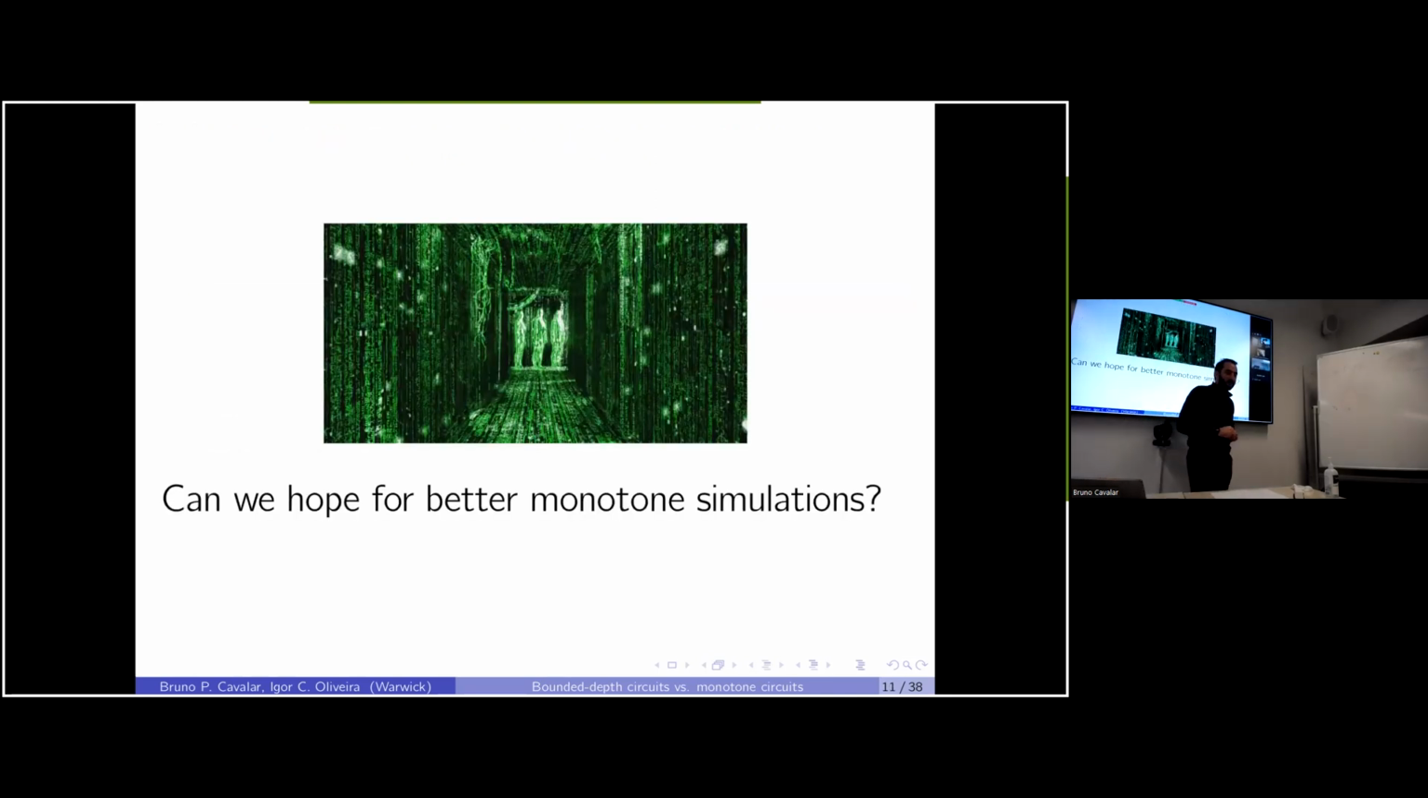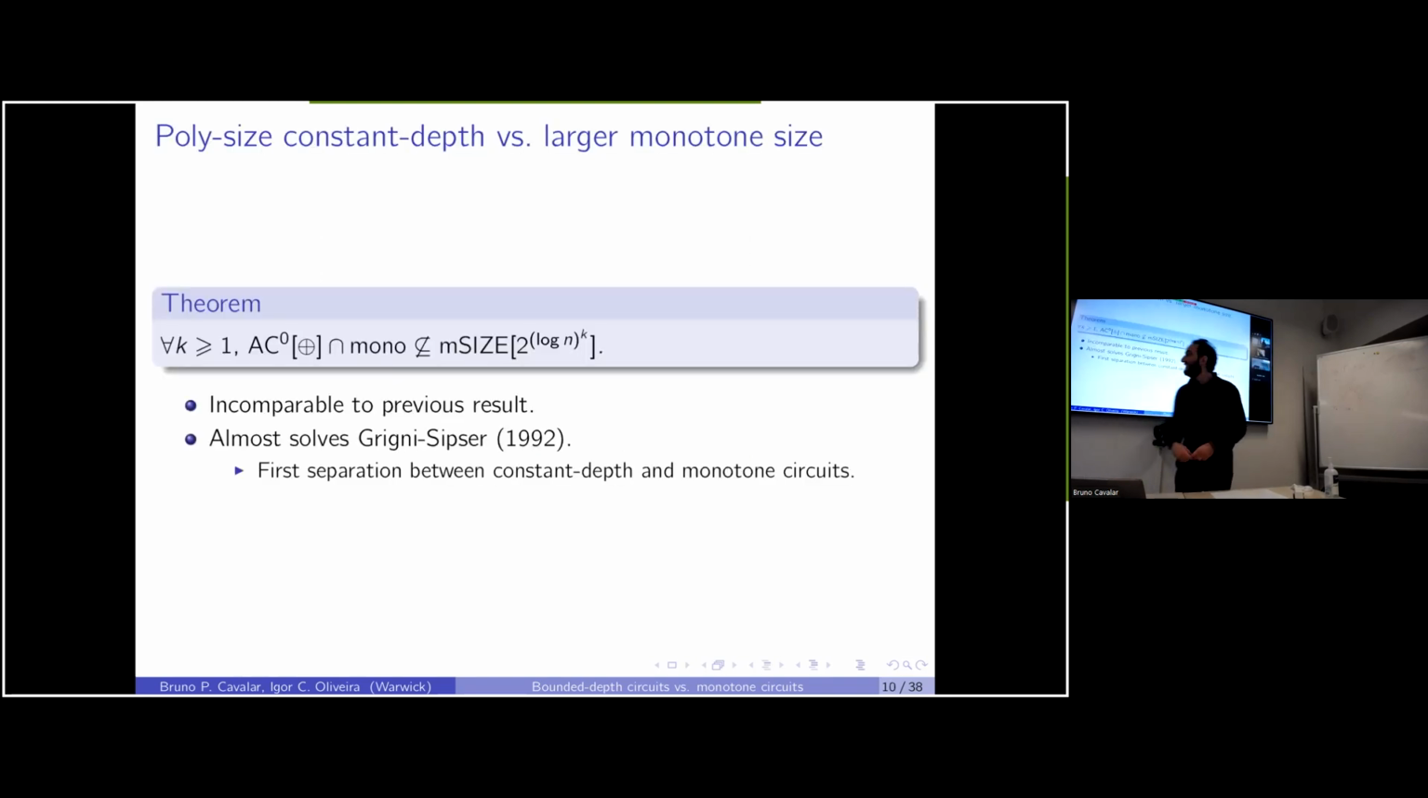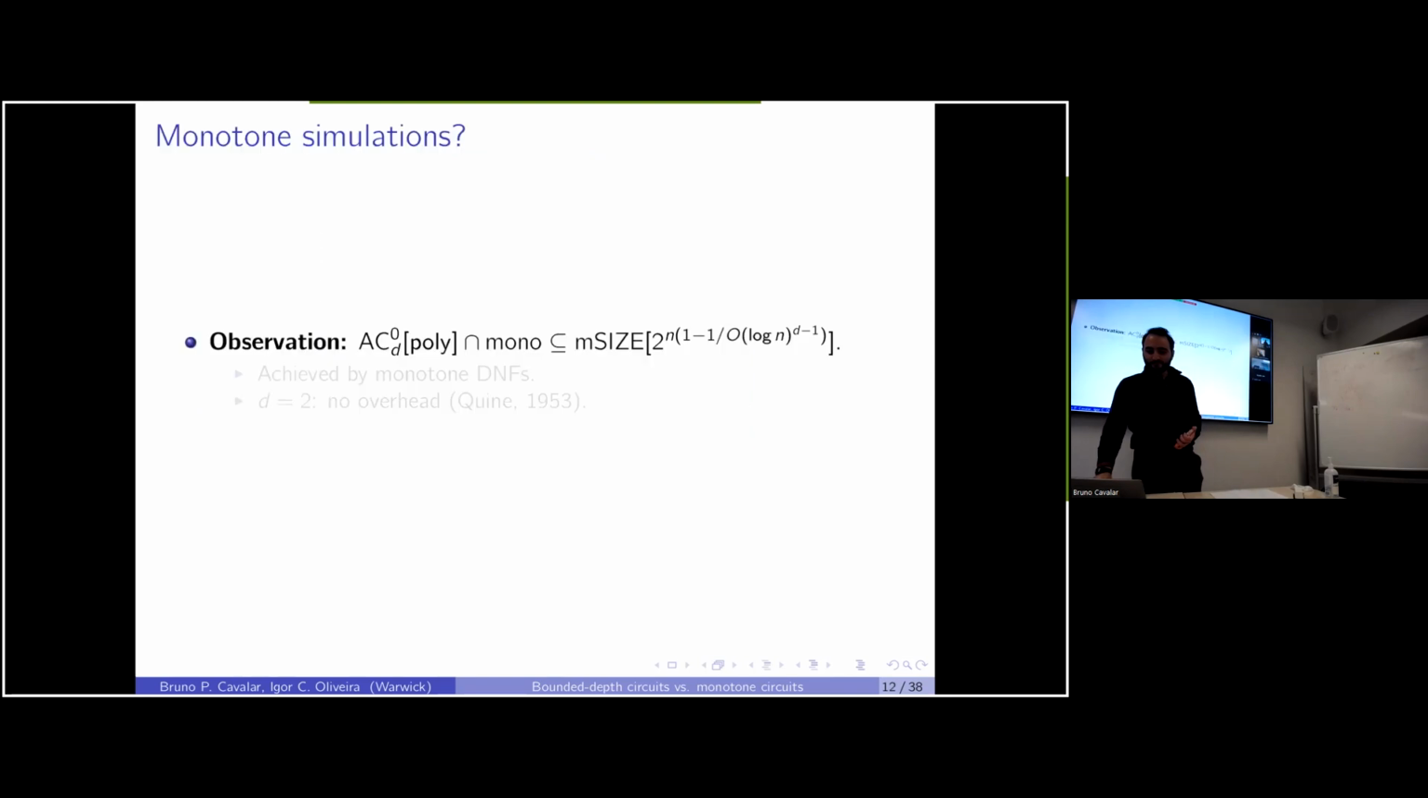So, can we hope for better monotone simulation? There's still this parity there. Is it possible that you just remove the parities and all of a sudden we get a simulation? One first simple observation you can make is that using some standard techniques like the switching lemma, you can take any monotone function in AC0 and put it in a slightly non-trivial upper bound. And it's even achieved by monotone DNFs.